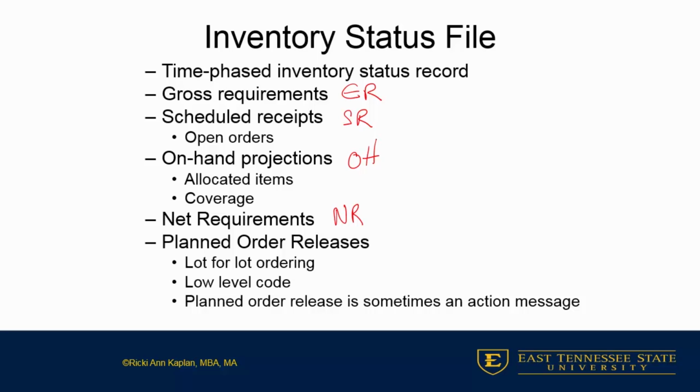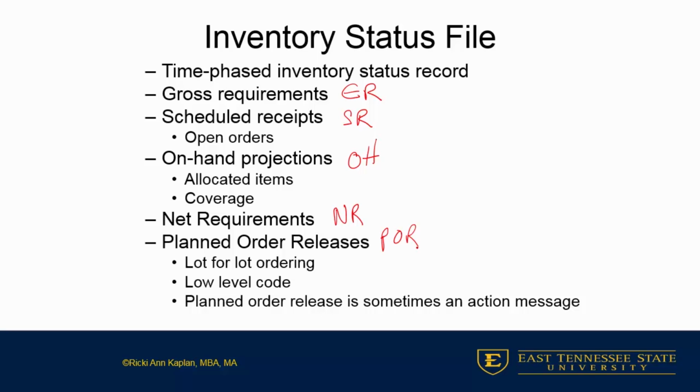And then we have our planned order releases, or POR. We take a look here at how many we plan on ordering. And we can do what's called lot for lot ordering, which is ordering what we need when we need it, no more. It tells us of a low level code. It says that if we have a plan to order, it means we don't have enough. We need to get more. Then we can have the planned order release at a certain time to make sure we have this in.